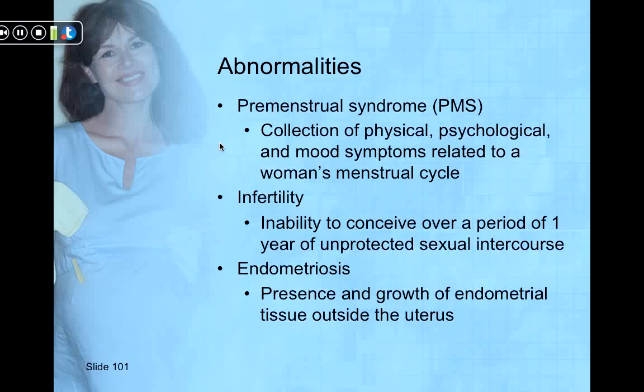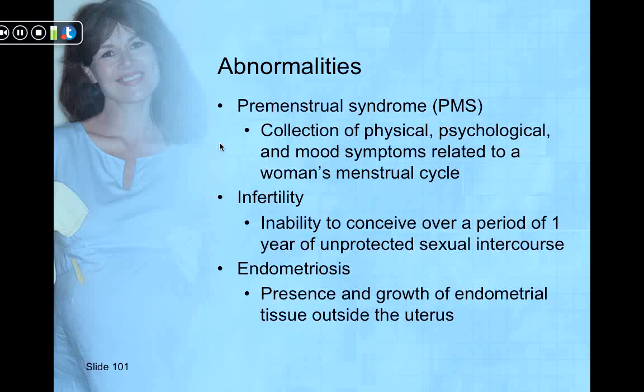So going into abnormalities, PMS is physical, psychological, and mood symptoms related to a woman's menstrual cycle. And this is just basic terminology. Infertility is the inability to conceive a baby over a period of 1 year of unprotected sex. Endometriosis is presence, growth, proliferation of endometrial tissue, so the tissue inside the uterus, in places outside of the uterus. And this can cause pain, it can cause infertility, and other things.